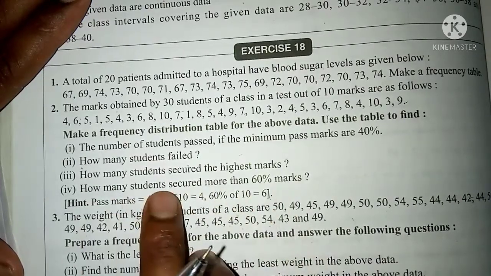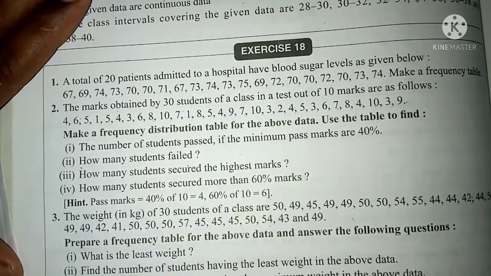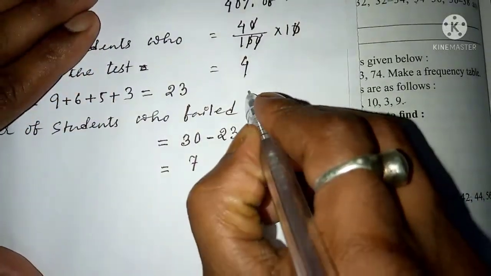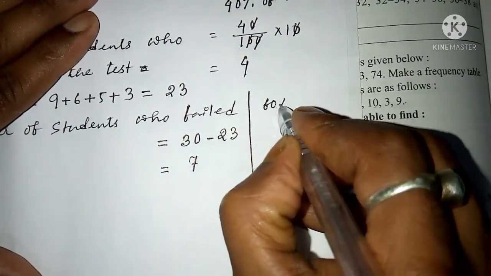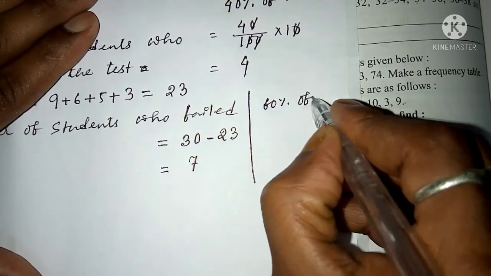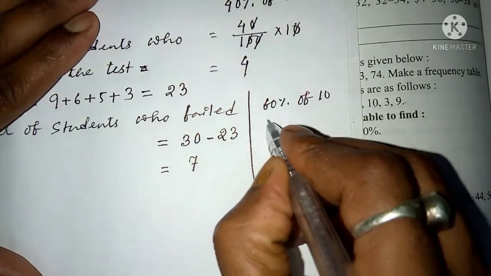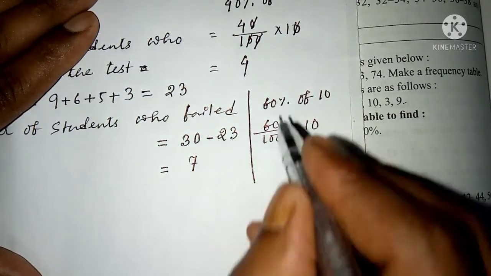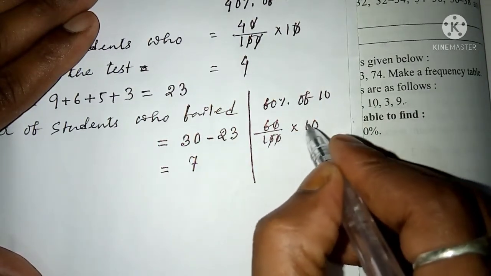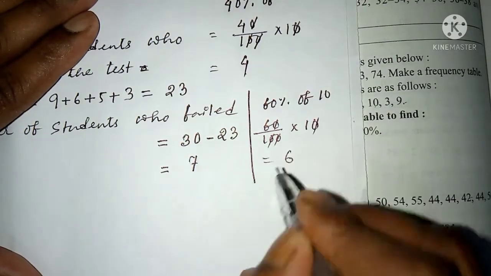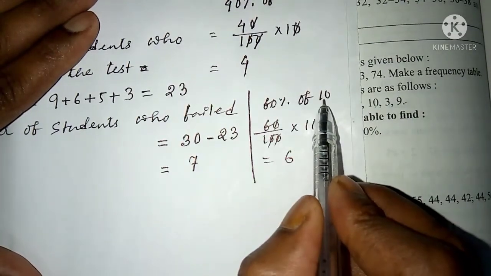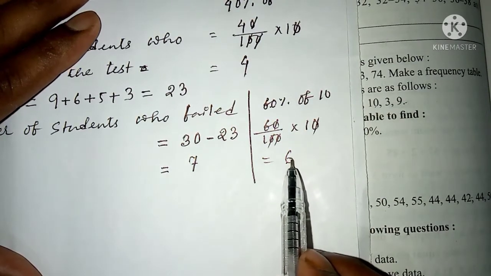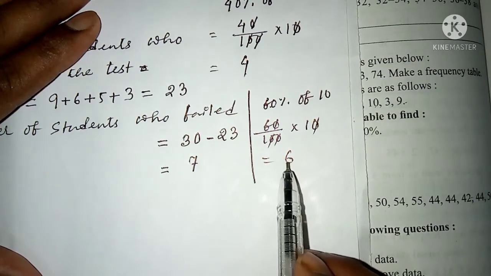How many students secured more than 60% marks? Now to find out this one, we must know what the 60% will be. 60% of what? The total mark. That is your 10. That means 60% of 10. So 60% means, can I write 60 by 100? Of means multiplication, and 10. So this 0 and this 0, then 6. That means 60% of 10 is how much? That is your 6.